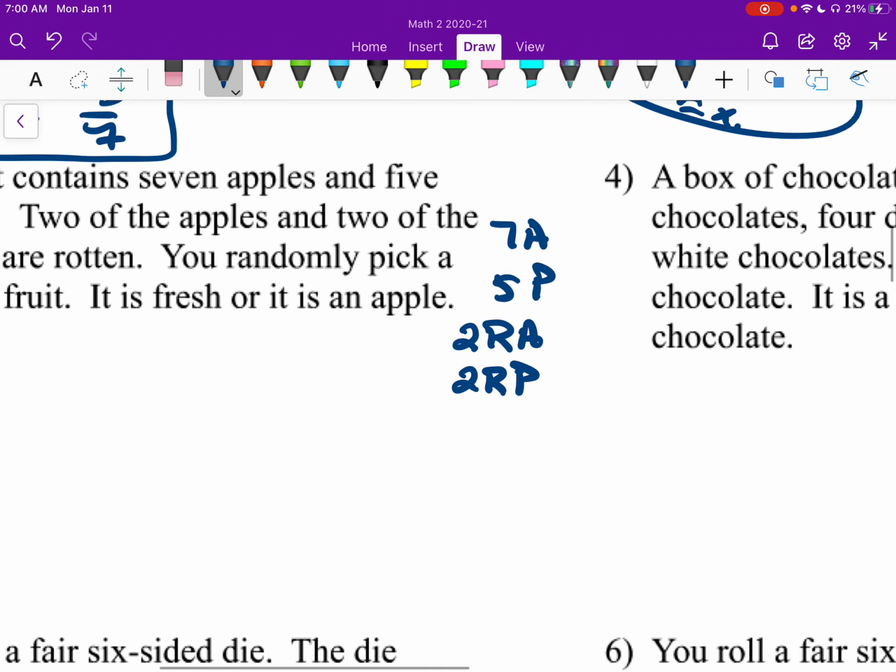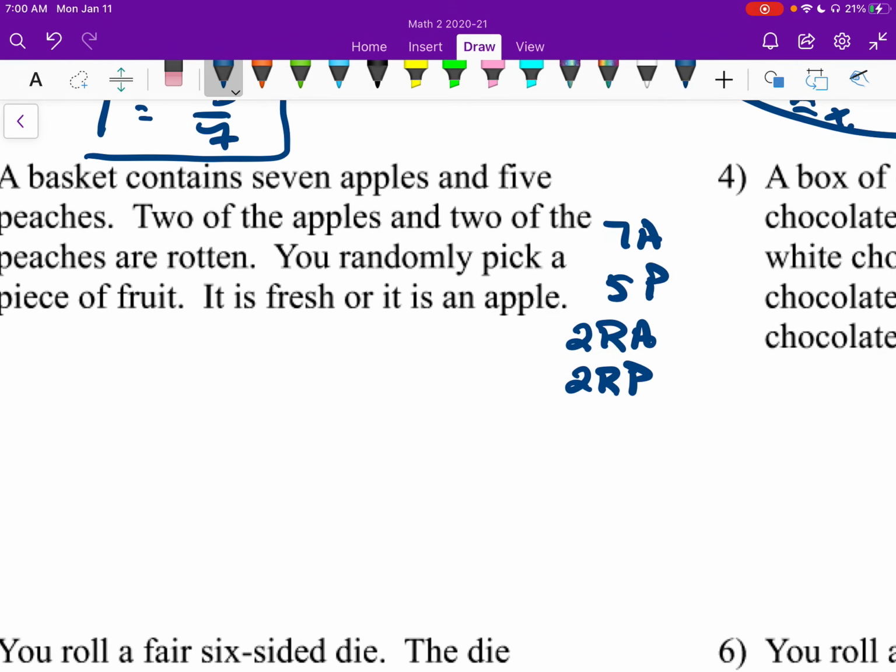So I'm going to write down here, we have it listed as rotten, but let's write the fresh. So we have 5 fresh apples and 3 fresh peaches, right? I took my 7 minus 2 to get 5, and then 5 minus 2 to get 3.